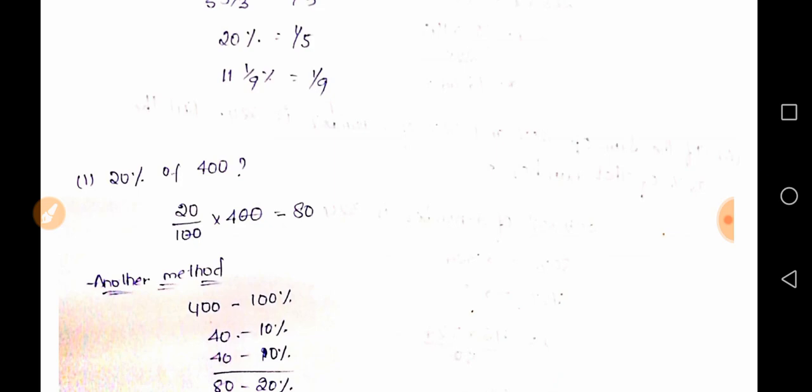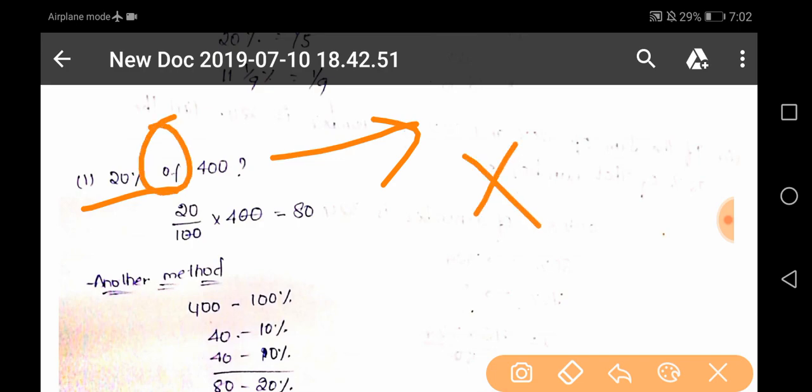So coming to the problems, let's get started. 20% of 400. Percent by 100, and of is multiplication, so 20 by 100 into 400. The 2 zeros get cancelled, so 80 is the answer. This is how you solve.